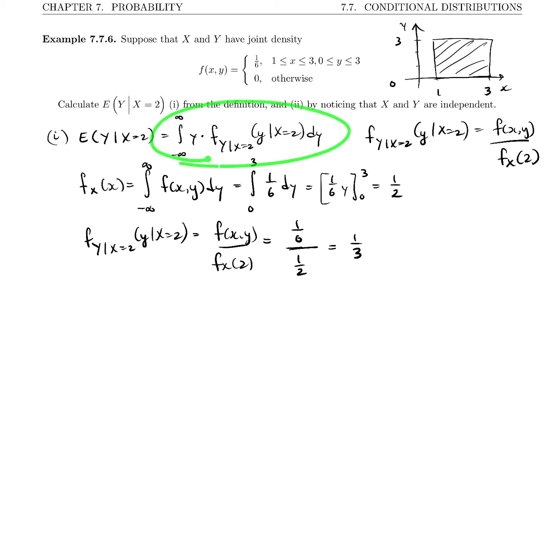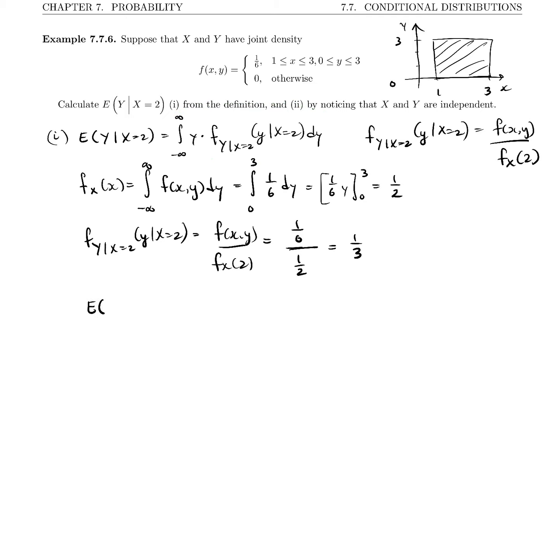So to find the conditional density function, f sub y given x is equal to 2 of y given x is equal to 2, this is just the joint density again divided by the marginal density evaluated at x equals 2. Well, both of those are constants, so I'm just doing 1/6 divided by 1/2, which gives me 2/6, or 1/3. And then finally, I can go back to the initial integral, which gives me the expected value.